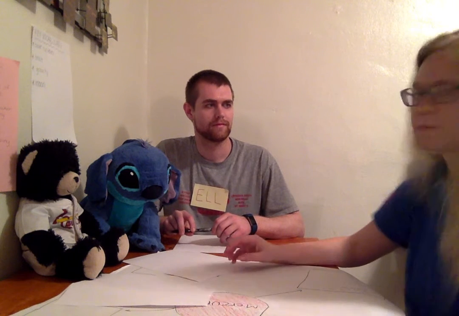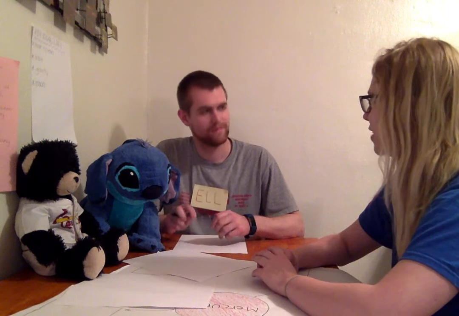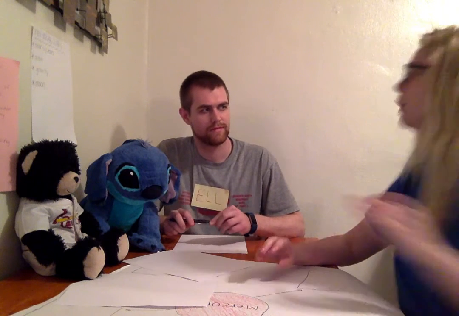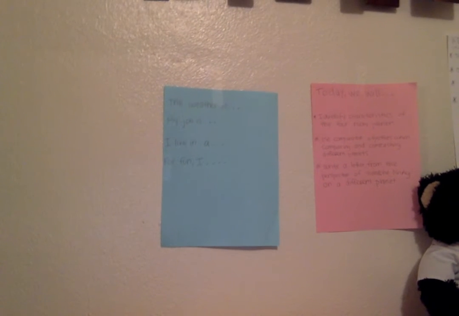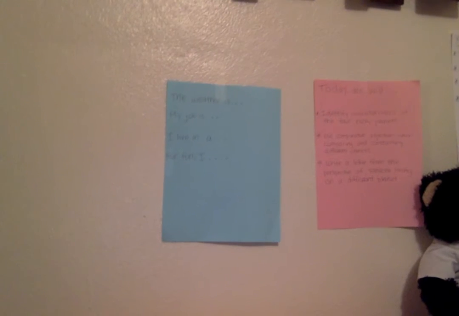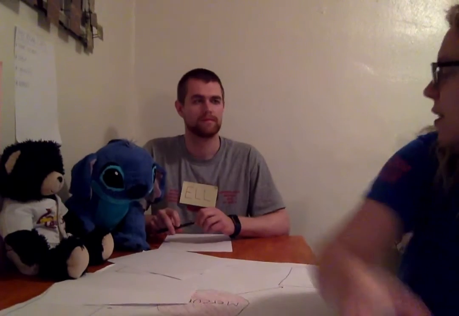So you can do whatever you want there, but it needs to make sense for living on Mercury, all right? In case you get stuck, I came up with a few things you might want to write about. Some ideas are: the weather is, my job is, I live in a, and for fun, I. And that's just a few ideas. You can do so much in this letter.